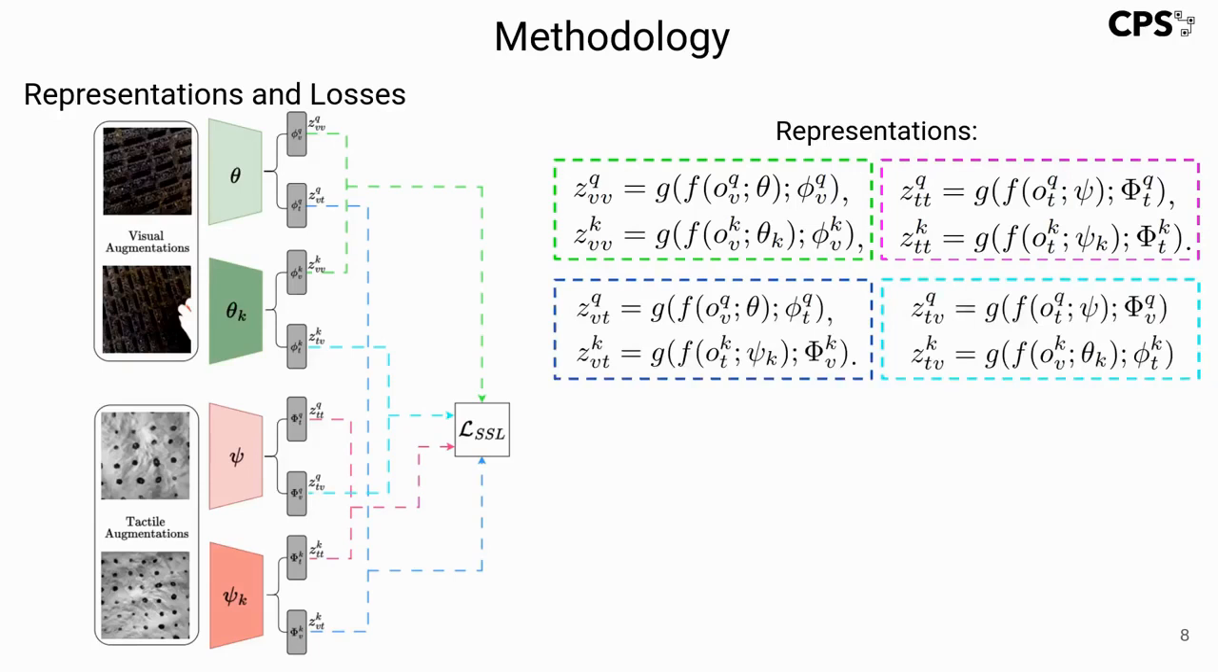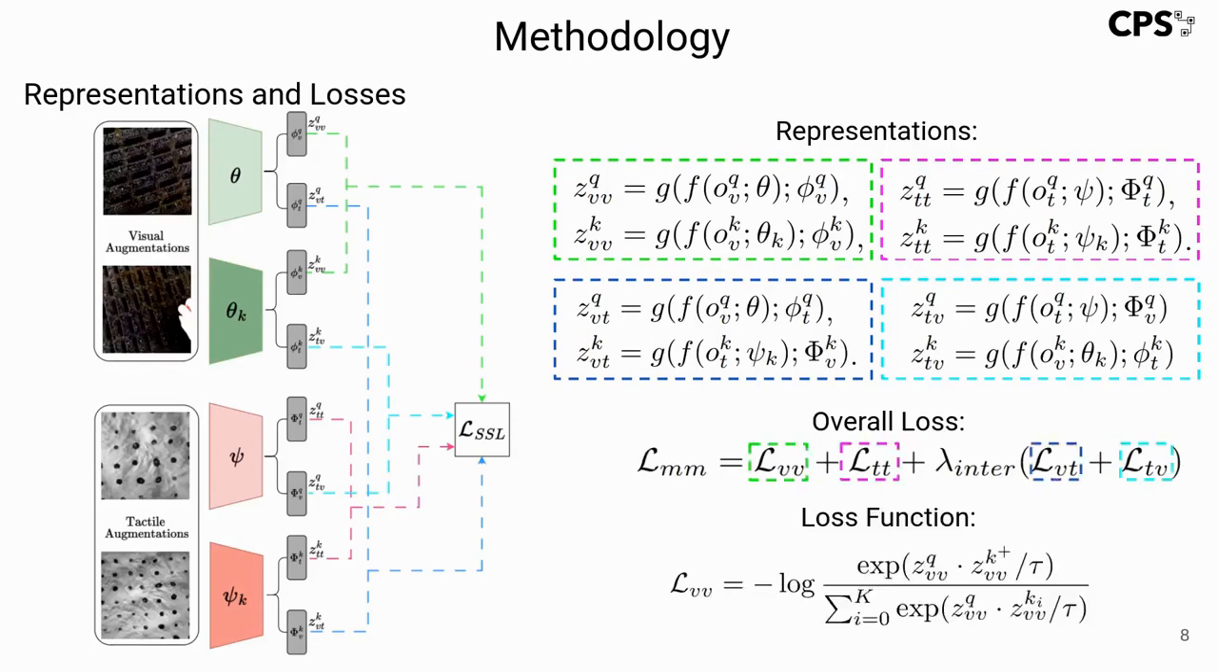In our model, we apply InfoNCE loss for each modality. This loss function is well regarded for its effectiveness and simplicity in implementation. As depicted, the InfoNCE loss is utilized not just for LVV, but also for all the other loss functions. By the end of the process, we calculate 4 distinct losses. This includes LVV, visual to visual, LTT, tactile to tactile, and the other 2 intermodality losses. These losses are then weighted by an intermodality coefficient, allowing for stability in the learning process.